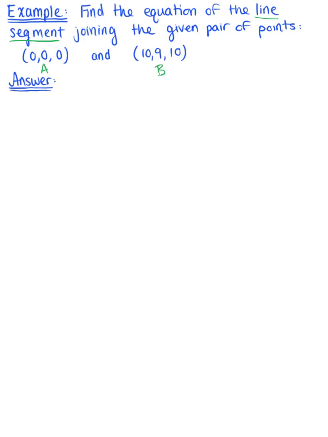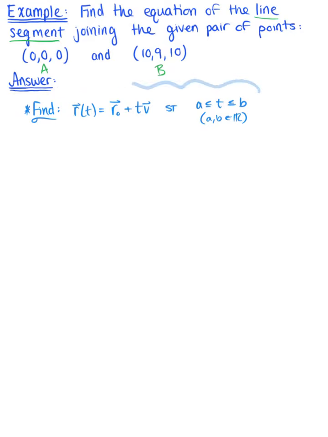So again, the ultimate goal is to find the vector valued equation of the line, vector r of t, which is defined as the position vector plus t times vector v, and this will be such that t is greater than or equal to some value a, less than or equal to some value b, where a and b are scalars. So here we go. The process is the same as the parametric equations of the line. We start by choosing a point for P naught.